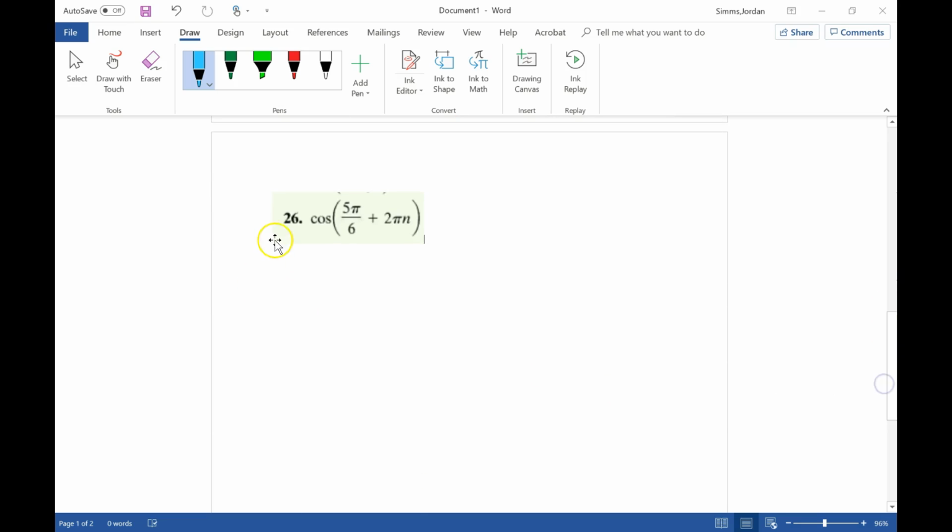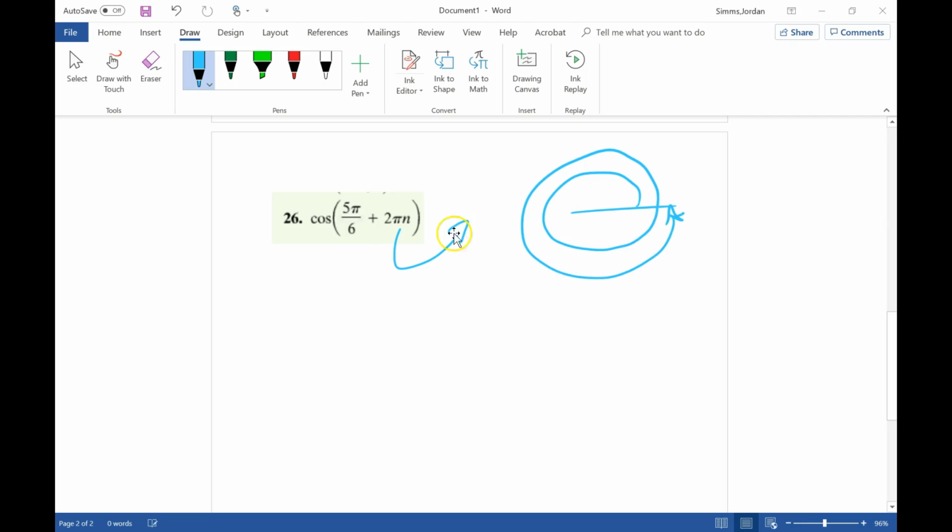The next one, the cosine of 5 pi over 6 plus 2 pi n. Now, a lot of extra info here. The 2 pi n just means we're doing various other rotations of the unit circle, right? So you tell me the number of times we're going to rotate, and we're just going to add 2 pi times that, right? So if I wanted 3 full rotations, it would be 2 pi times 3, which would be 6 pi, right? 1, 2, 3, 4, 5, 6, 3 rotations.